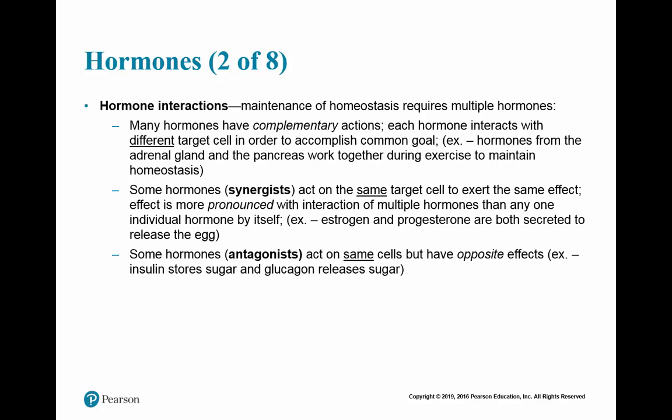They can also be synergists, where they act on the same target cell and they basically have the same effect. So the effect is more pronounced. For example, estrogen and progesterone both act on the ovaries to help with the release of the egg. They can also be antagonists, where they act against each other. They have opposite effects. For instance, insulin stores sugar, but glucagon releases sugar. So they have opposite effects.